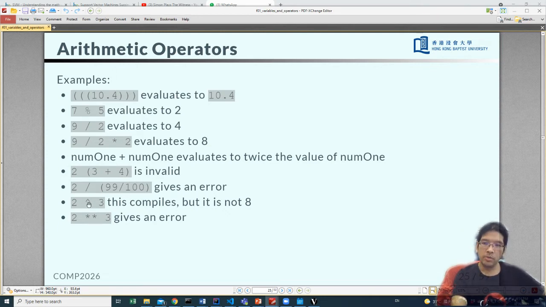Neither 2 arrow 3 nor 2 star star 3 would mean 2 to the power 3. None of them will mean that. Okay, so if you want to calculate 2 to the power 3, probably you will actually need to write a loop to do it or use the math API. In Java, none of these will give you the answer 8.